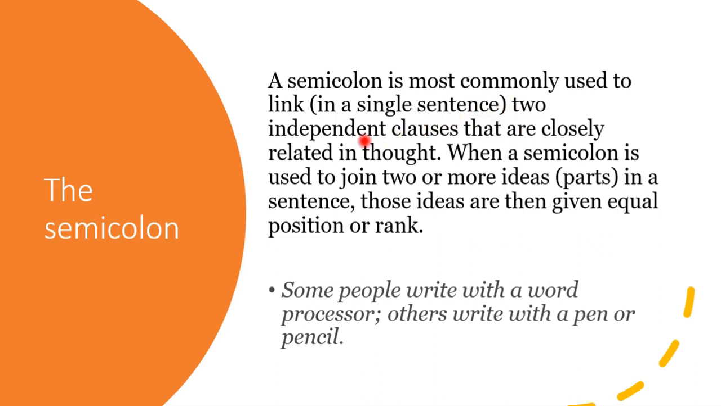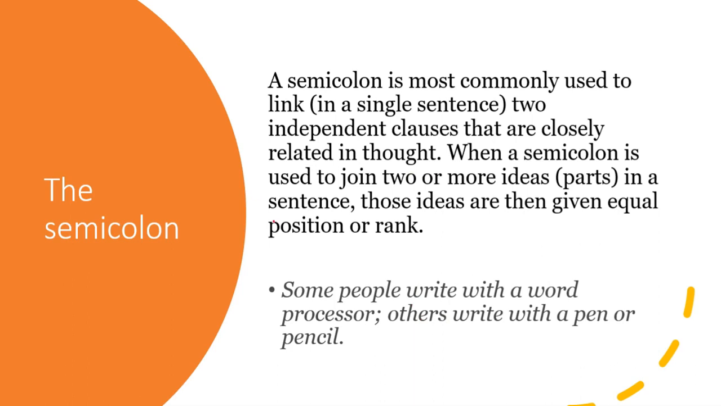Here we have two independent clauses that are closely related in thought. Two independent clauses make one whole sentence. All right, we know that. When a semicolon is used to join two or more ideas in a sentence, those ideas are then given equal position in rank. Let's look at this example. Some people write with a word processor. Others write with a pen or pencil.